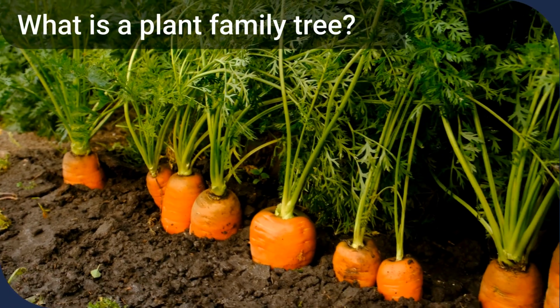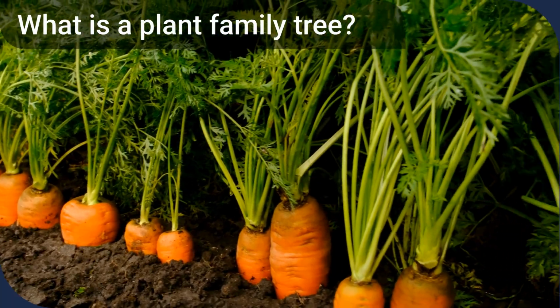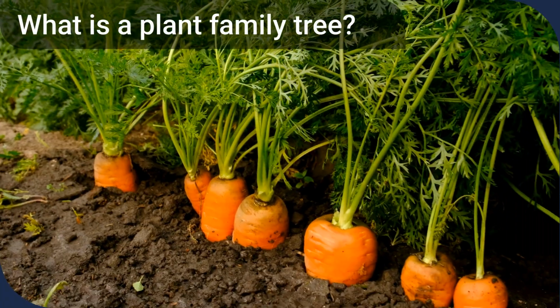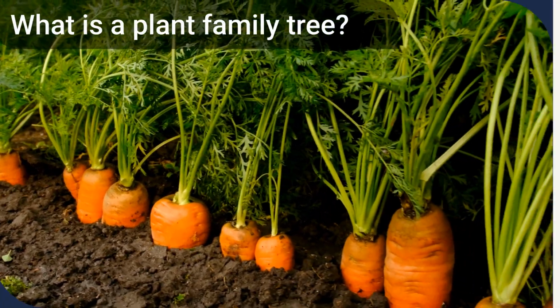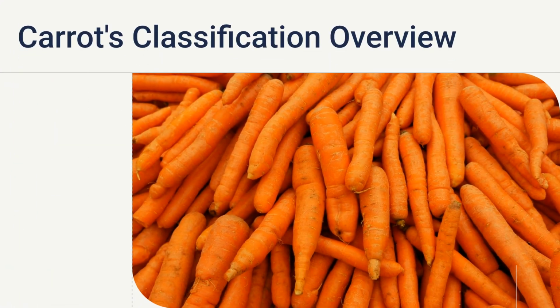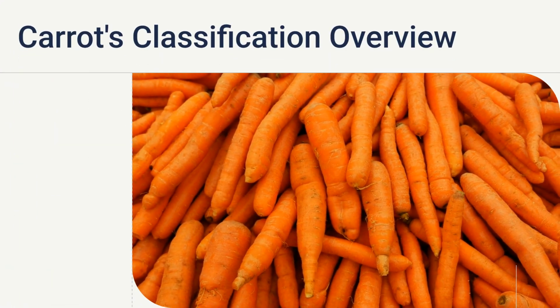A plant family tree, or botanical classification, organizes plants based on shared evolutionary traits and genetic relationships. The carrot, scientifically known as Daucus carota, belongs to a diverse and important plant family.